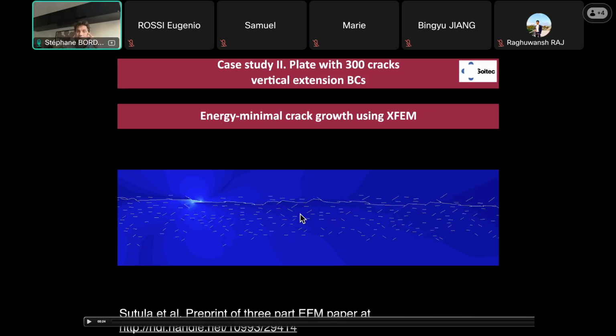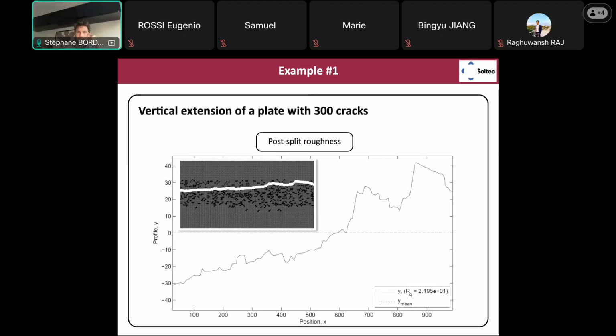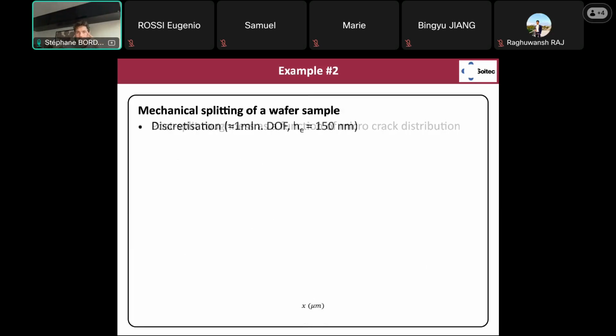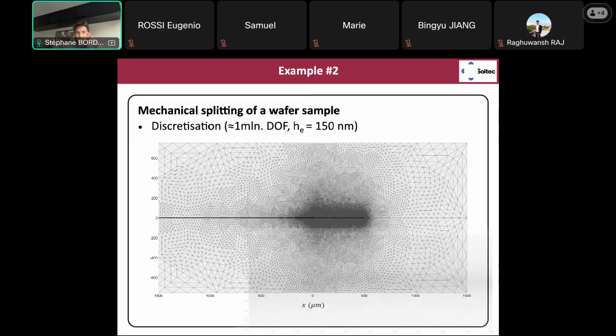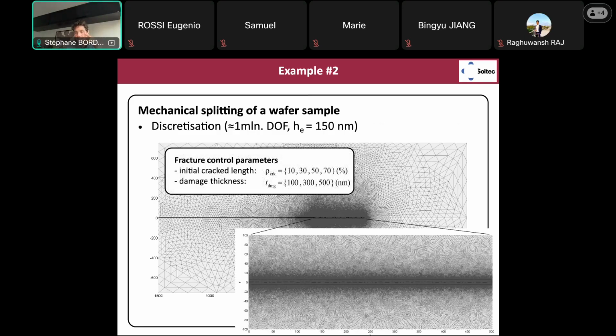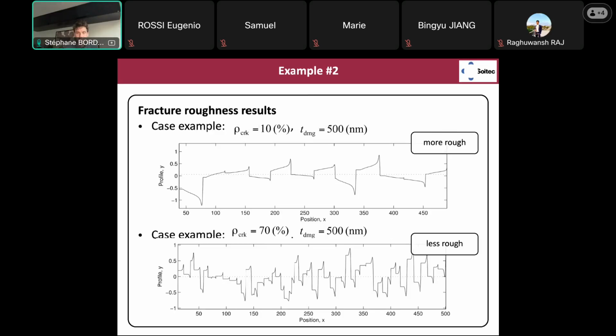So this PhD was very interesting. And what you see is the roughness after the split. Depending on where you implant the hydrogen, at what depth, you will get different roughnesses. And you would like to know how bad or how good that's going to be. And as you can see, the mesh that we were using is hugely dense.